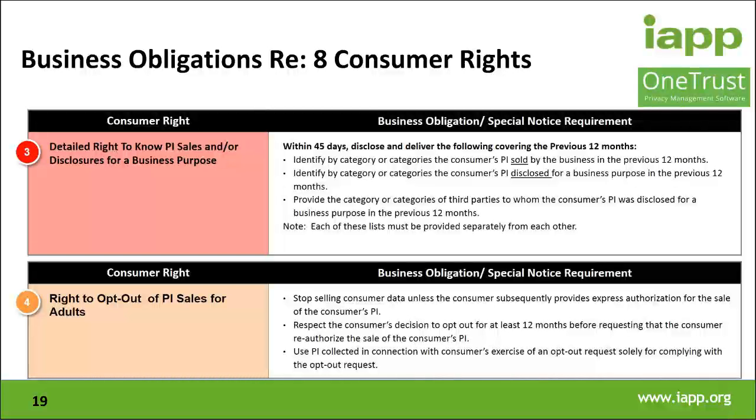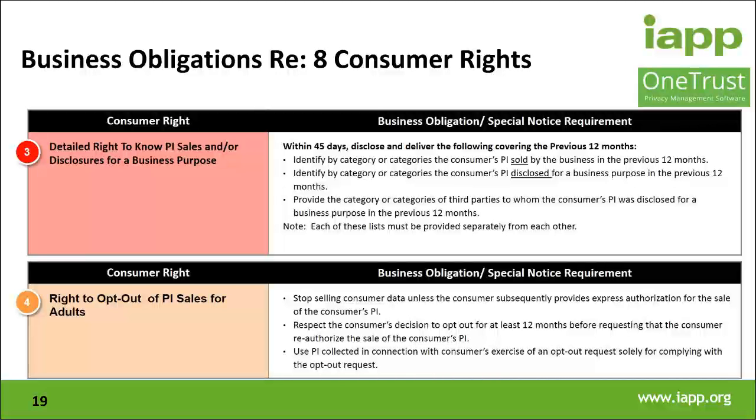The expanded right to know also includes a requirement to include some of this information in a privacy policy, but I want to focus on the specific request, the verifiable request that consumers can assert, because that requires a level of granularity that companies may not be thinking about just generally. So then I want to go to consumer right number 3, the detailed right to know about personal information that's sold or disclosed for a business purpose.